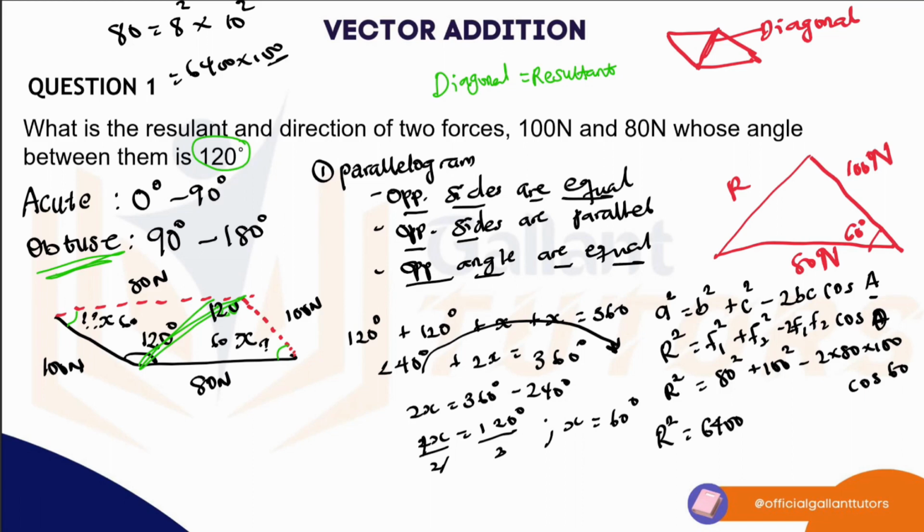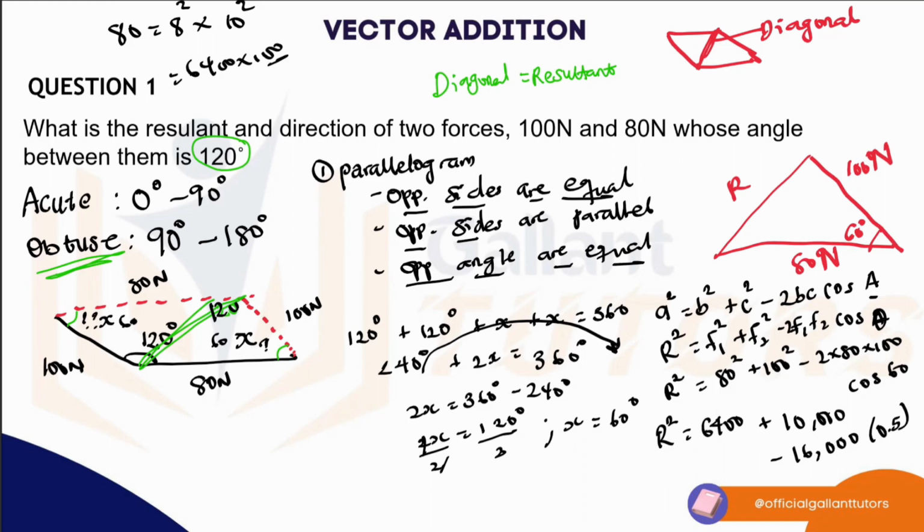So R squared is equal to 6,400 plus 100 squared is what? Just use the same techniques and you get the correct answer. That is 10,000, right? So 2 times 80 will give you 160, times 100 will give you what? 16,000, right? So cos 60 is what? 0.5. I taught you that. I told you how to get that, in the previous class.